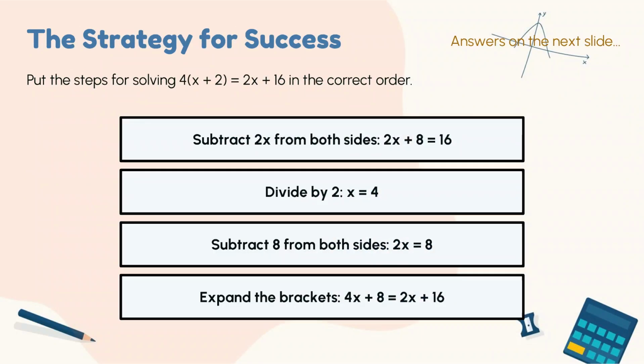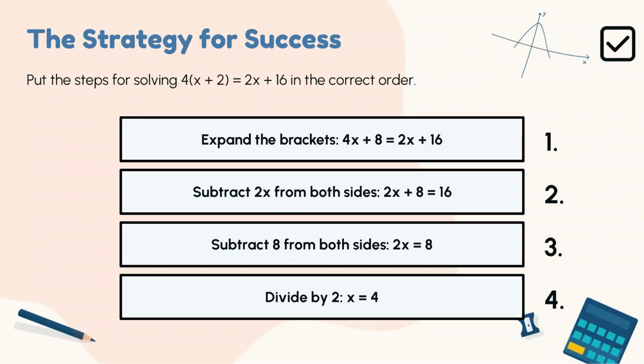Now, let's put the solving steps in the correct order. We are solving 4(x + 2) = 2x + 16. The steps are: subtract 2x from both sides, divide by 2, subtract 8 from both sides, expand the brackets. Pause the video and decide the correct order before checking the answer.